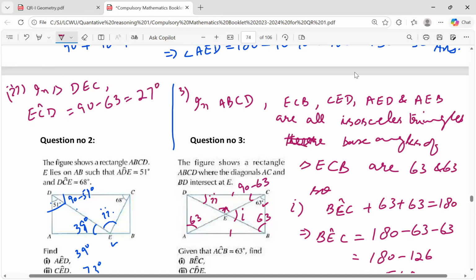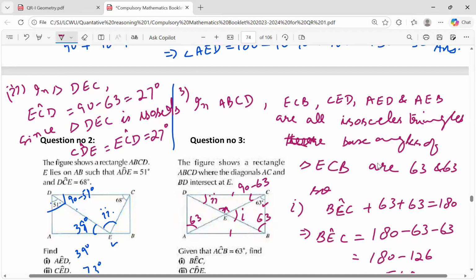So since triangle DEC is an isosceles triangle, the remaining angle will be equal. The other angle, that is angle CDE, is equal to angle ECD, and both are 27 degrees. That's the answer.